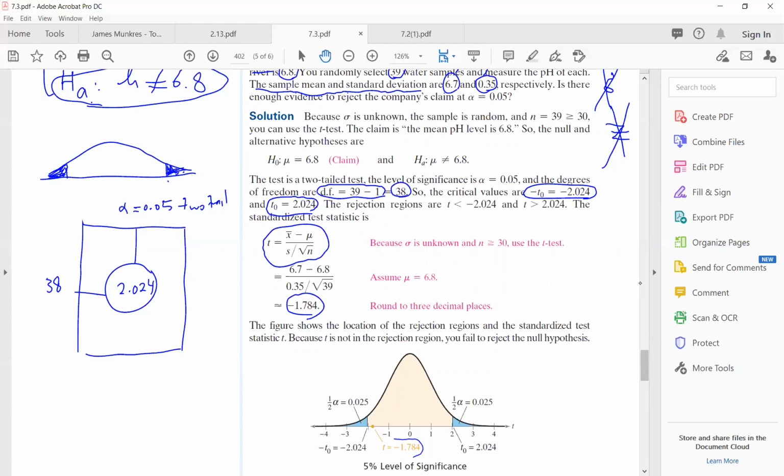So as you can see, this test statistic related to your sample is outside the rejection region. This region is the non-rejection region. The left-hand side and right-hand side are rejection regions. Since T, negative 1.784, is outside the rejection region, you fail to reject the null hypothesis.